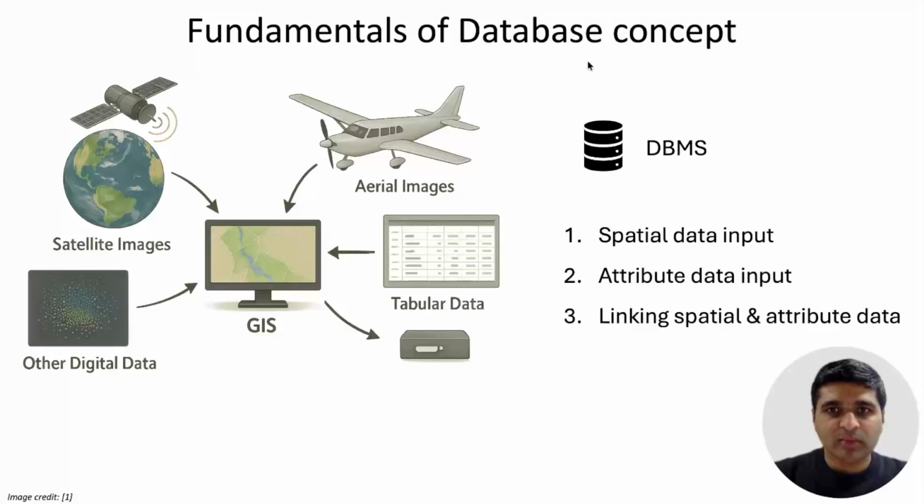Creating a GIS database involves three steps. First, it's spatial data input, where we capture the location and shape of features using digitized maps, GPS, or existing digital datasets. Second is attribute data input, where we enter descriptive details about each feature into tables, often from spreadsheets or other sources. Third is linking spatial and attribute data, which is done using a unique ID or number that appears in both the map feature and attribute table. This linking allows GIS to connect the where with the what.